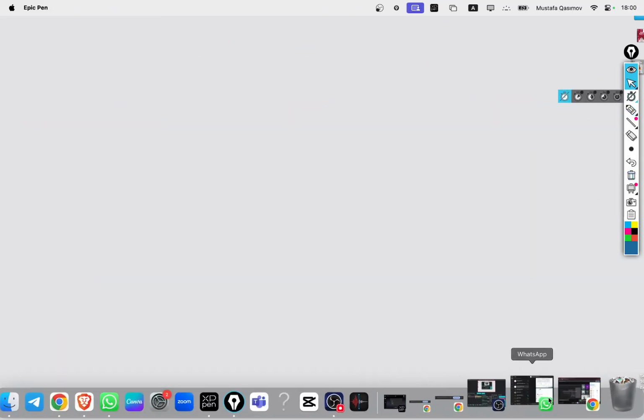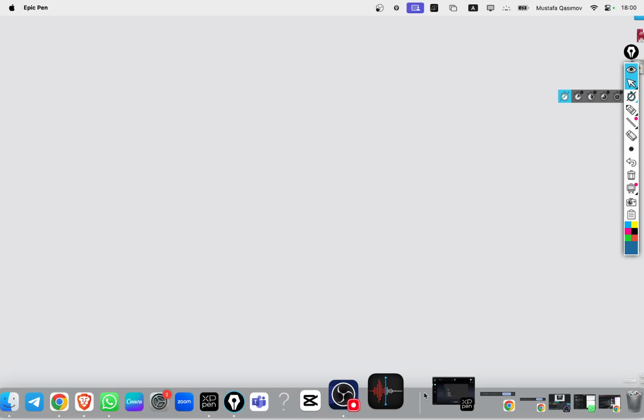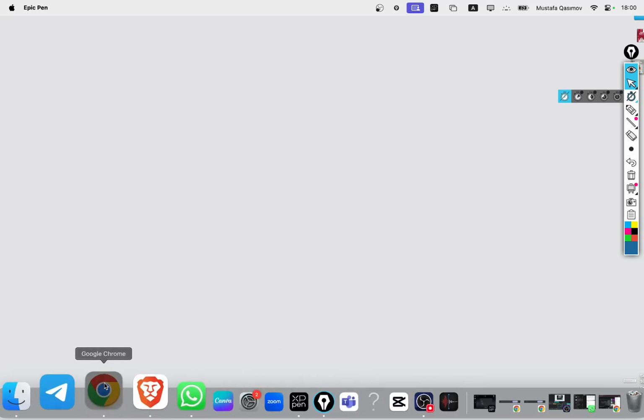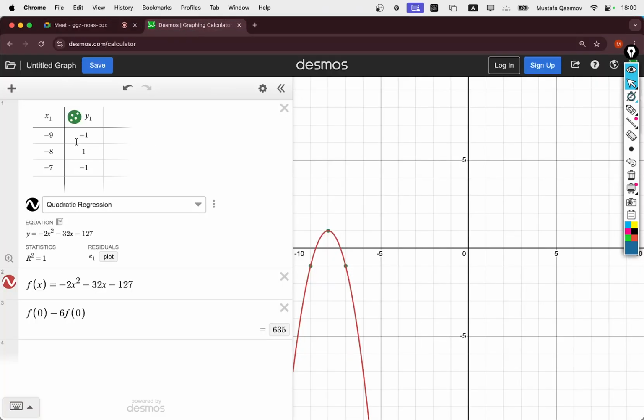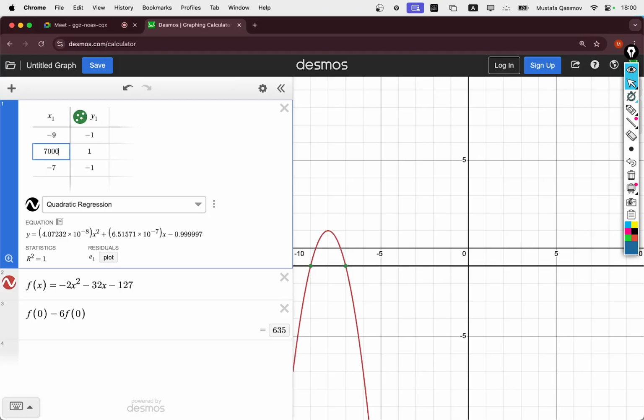So instead of that one, I highly recommend you use the vertex. Okay, what was the vertex point? It was 7,000, 0.2. It is 0, 0.